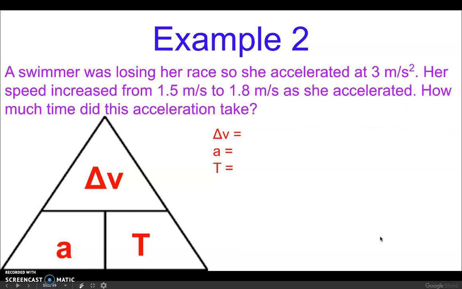A swimmer was losing her race, so she accelerated at 3 meters per second squared. Her speed increased from 1.5 meters per second to 1.8 meters per second as she accelerated. How much time did this acceleration take? So again, we're going to start off with this equation, delta V equals V final minus V initial. She started off going 1.5 meters per second. She ended going 1.8 meters per second. So 1.8 meters per second minus 1.5 meters per second. And that's going to give us 0.3 meters per second.